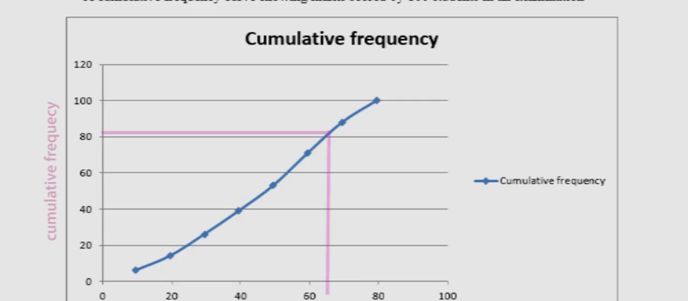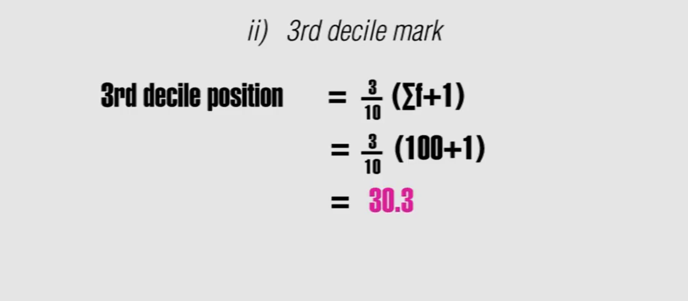Now with the second question, we want to find the third decile. The student is asked to estimate the third decile from the cumulative frequency curve. We follow a similar procedure, but this time it's a decile. So it will be 3 over 10 times the total frequency. As we know, total frequency is 100, and by estimation, we add 1 to the 100. That will give us 101. 3 divided by 10 times 101 will give us 30.3. Again, I must say this is not the answer. It's just a position on the graph.